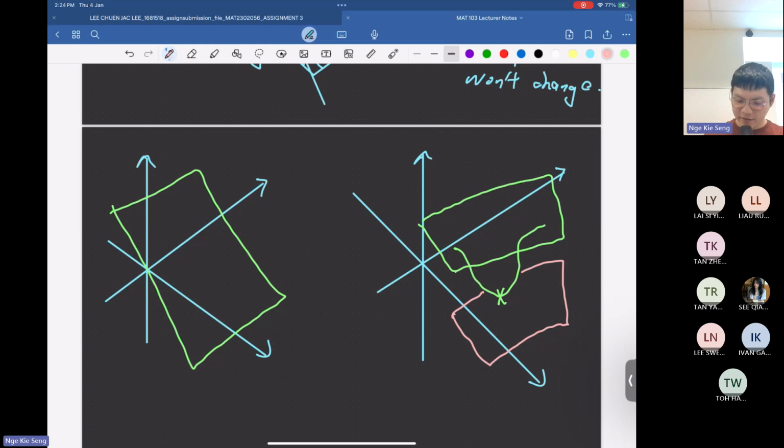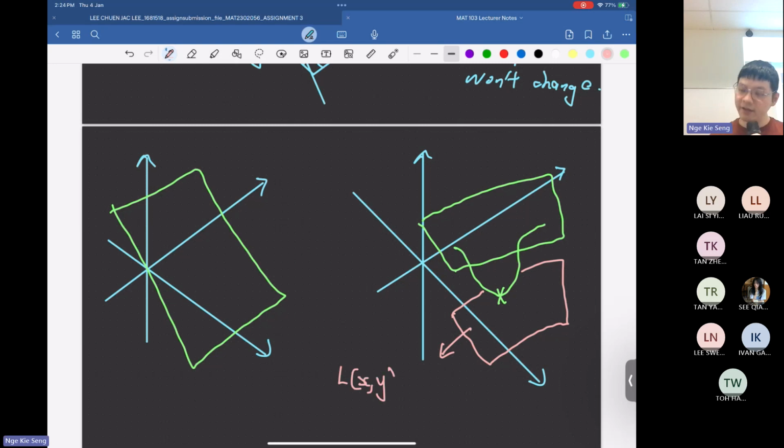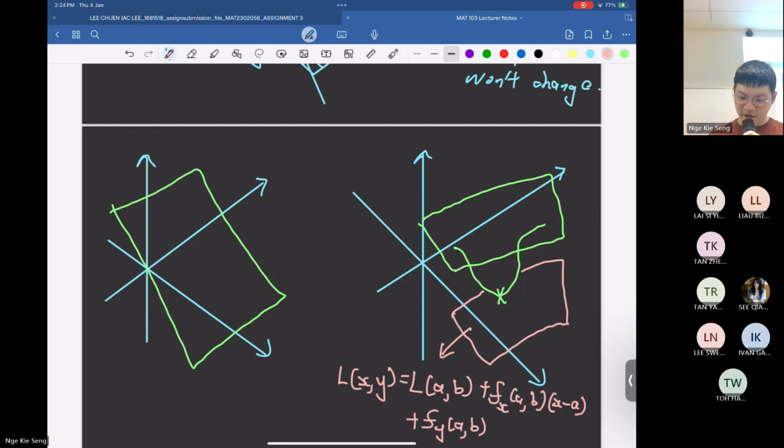Anyone know what's the formula for the tangent plane? And recall now. L(x,y) equals L(a,b) plus fx(a,b) times (x minus a) plus fy(a,b) times (y minus b). Okay, good. So we form this plane here.